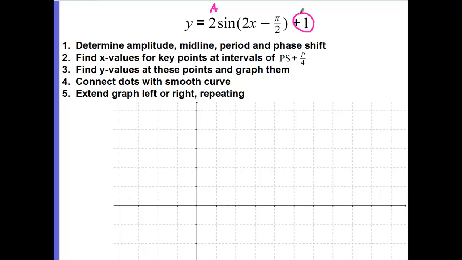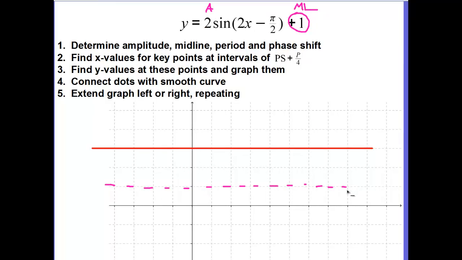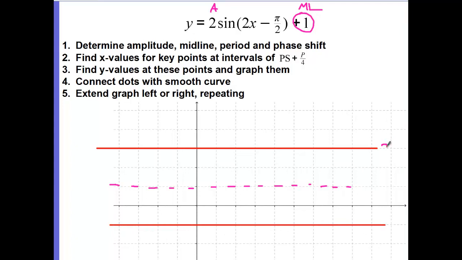The midline, though, has been shifted up to 1. So the midline of this graph, instead of being on the x-axis, is at 1. But it's going to go up or down 2 from that. So I'm going to put lines here. Up 2 from this midline, it goes down 2 from the midline. It's going to wind up having a maximum of 3 and a minimum of -1.